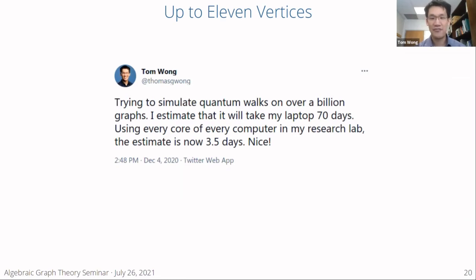So at Creighton, I have my research lab, which is just a bunch of computers because I'm a theorist. But I figured, if I take all of my computers in my research lab, and they all have multiple cores, and I use every core of every computer, which equated to about 20 cores total, how long will this take me? Well, it would take about 3.5 days. So that's doable.